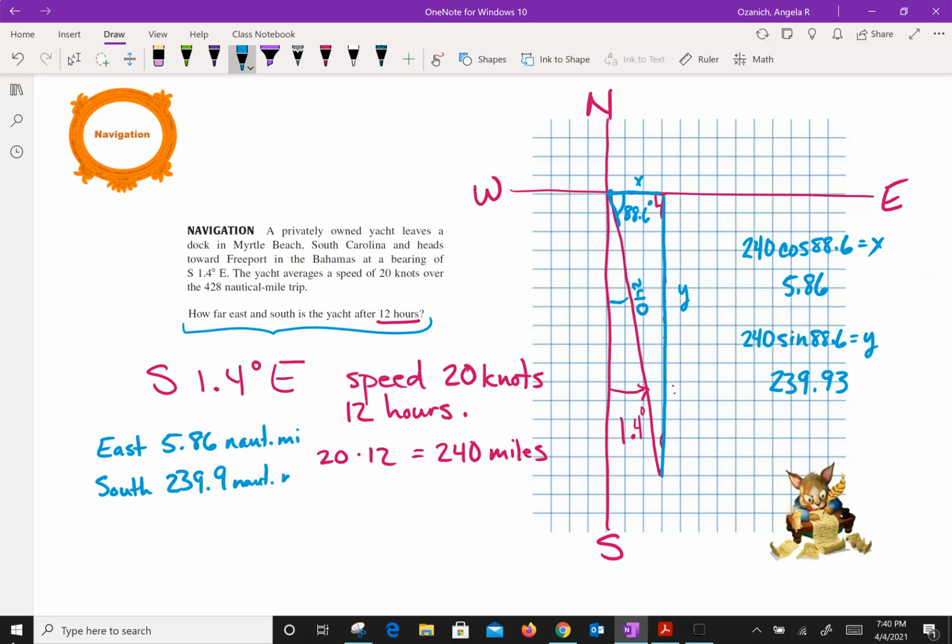And hopefully you guys got the same or similar answers. Whenever I'm doing story problems, I was busy writing the information. The speed of 20 knots for 12 hours meant we were going 240 miles, which is why that became part of our calculation right here on this hypotenuse. Right, so hopefully that went well for you guys.